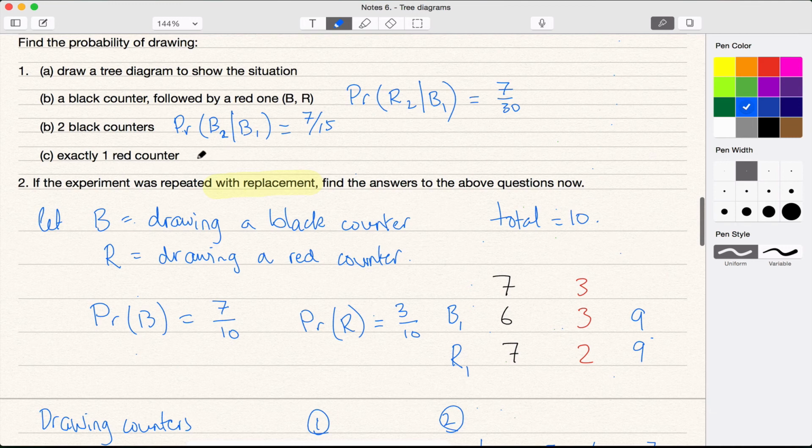Exactly 1 red counter. We could have R2 given, we'd have to have black for the other counter, or we could have probability of B2 given R1. So we could have the red counter coming first, or coming second. And we just add those 2 probabilities together.